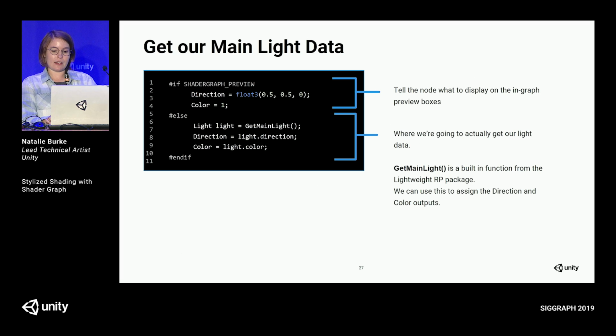Now the if-def for our preview box is necessary in this case because the shader used for the previews in Shader Graph is not specific to a render pipeline. So it doesn't have access to this getMainLight function. It doesn't know about it.